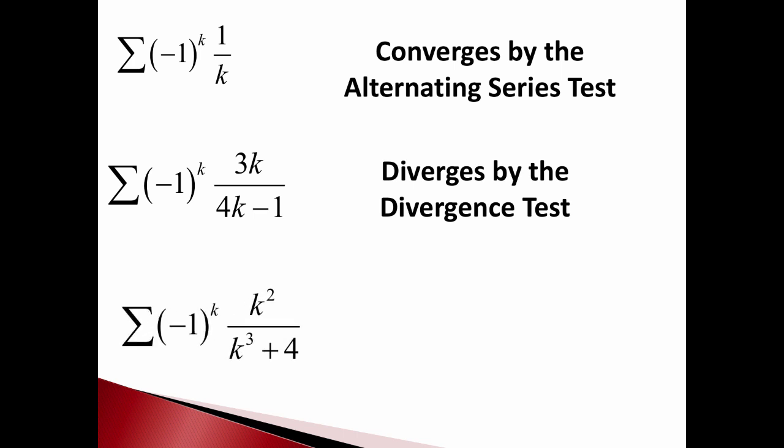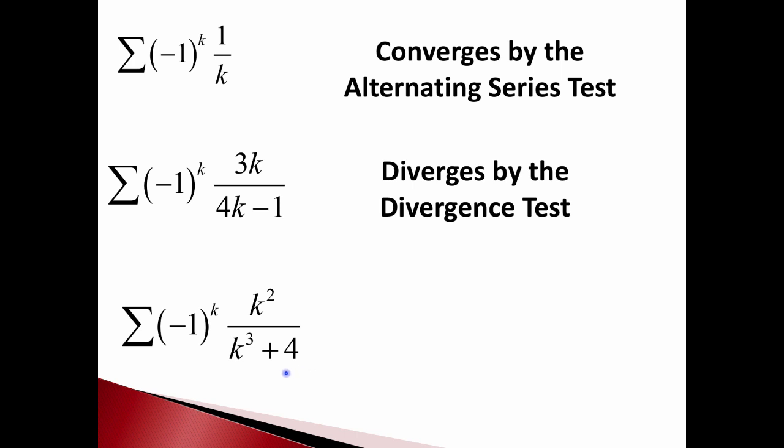Here's one more. This is a little more complicated looking one with a k squared over k cubed plus 4. But again, it's obviously alternating because of the minus 1 to the k. So all we have to do is look at the rest of the sequence, the k squared over k cubed plus 4. Is that decreasing? Well, yeah, and it's going to 0.